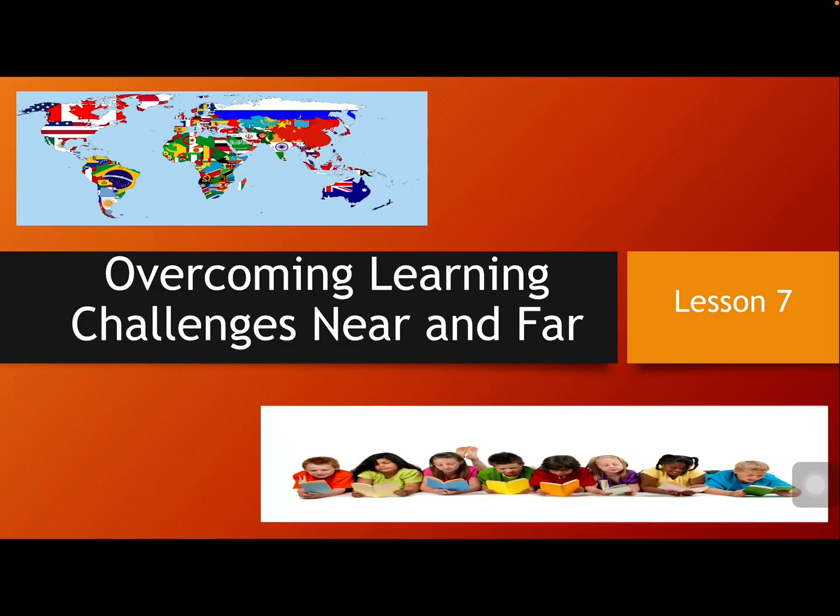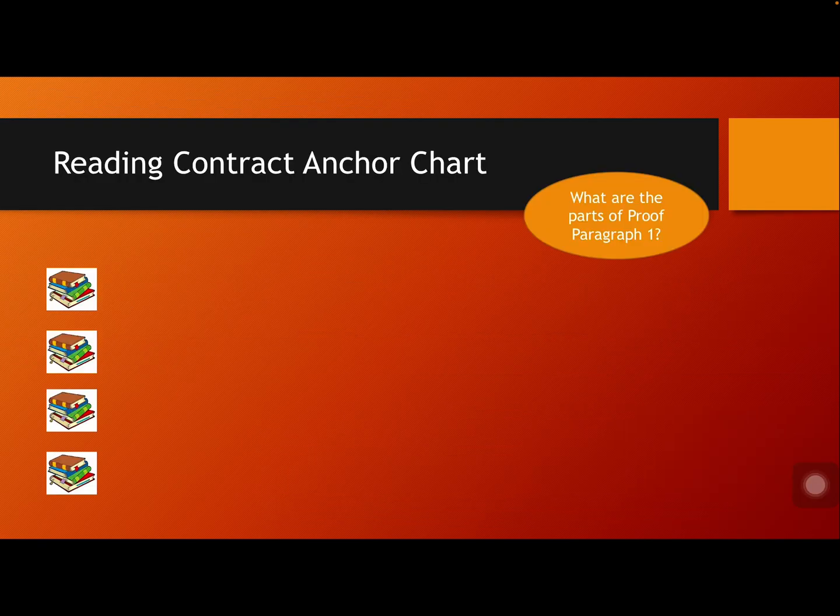Overcoming Learning Challenges Near and Far, Lesson 7. Reading Contract Anchor Chart. What are the parts of proof paragraph 1?